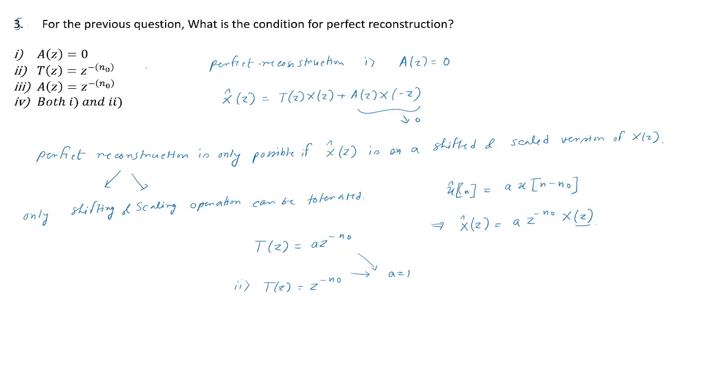So for perfect reconstruction, not only the aliasing term A(z) should go to 0, but also your effective transfer function should be of this format only. Therefore the fourth option is correct, both 1 and 2.